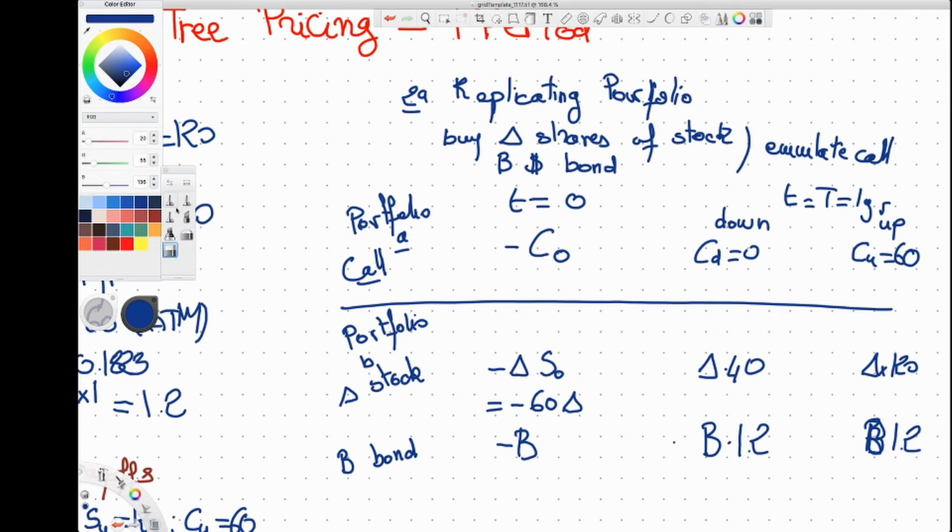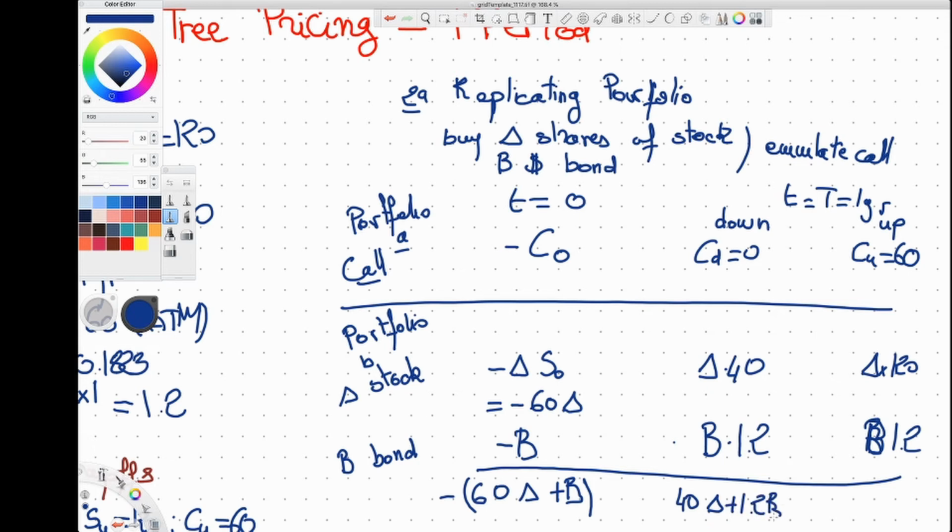Okay, so the interest rate is the same, and so let's look at the value of my second portfolio. So it cost me 60 delta plus B, that's a cost. So don't forget to put a minus in front, that's money I spent. And then in the bad state, I get $40 for every share plus my bond investment. And in the up state, I get $120 for every share plus my bond investment, 1.2, the gross interest rate, times the amount invested.